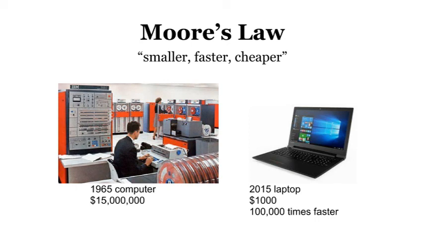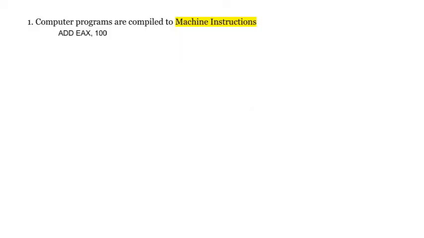So what have we learned about computer hardware? First, we learned that programs written in a computer programming language need to be compiled or translated into simpler machine instructions. Add EAX, 100 is an example of a machine instruction to add 100 to the number in the EAX register, which is one of the special components in the CPU.